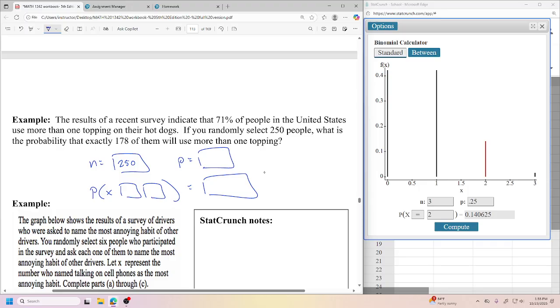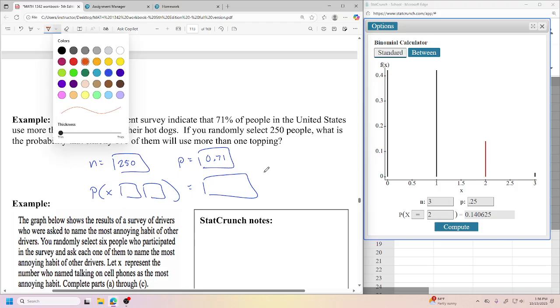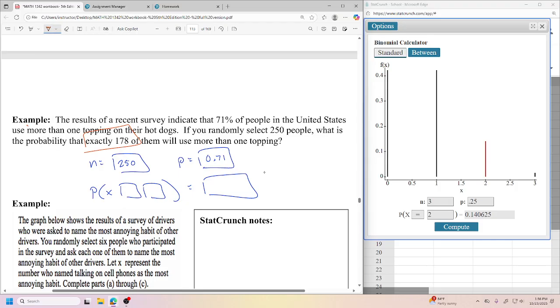Not quite. You're close though. Yep. Probability 71%. Yeah. P percent, right? P percent. Yep, you got it. Now this says right here exactly 178. Exactly means equals, right? That doesn't mean more, doesn't mean less, it means equals, and then I put the 178 in there. So that's what I'm going to do in the box in StatCrunch.